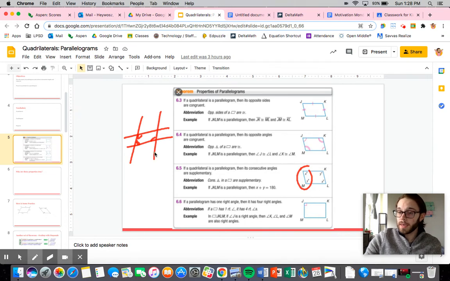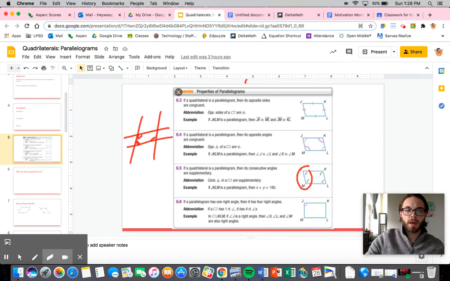And then finally, linking with these two, if there's one right angle, there's four. So if a parallelogram has one right angle, it has four right angles. That comes from the fact that these two are supplementary, right? So if this one's 90, clearly this one's 90. And then if this one's 90, clearly this one's 90, and so on all the way around. This is actually going to end up being a specific type, a rectangle, which we'll go into at a later date.